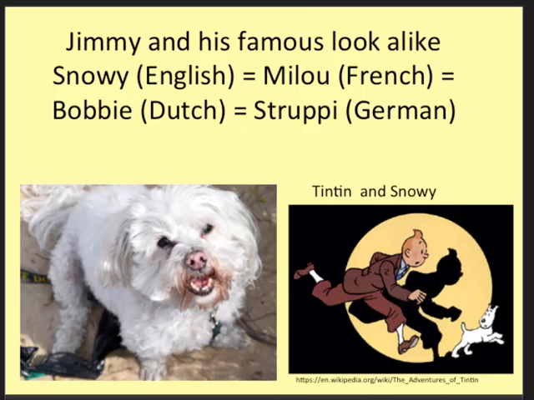And as promised, here a picture of Jimmy, the birthday boy, and his famous look-alike. In English-speaking countries they refer to the dog as Snowy. In the French-speaking countries where Tintin originates from, they call him Milou. In Dutch, Bobby. In German, Struppy.